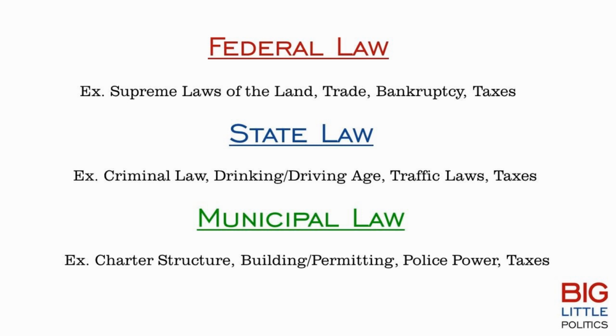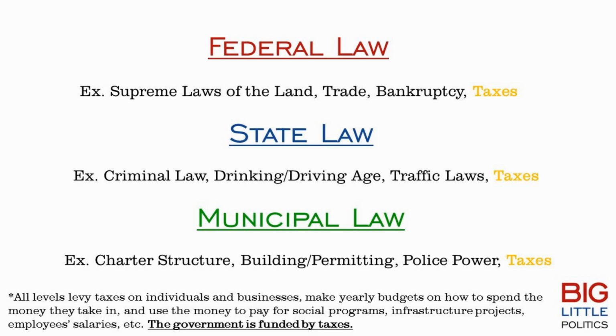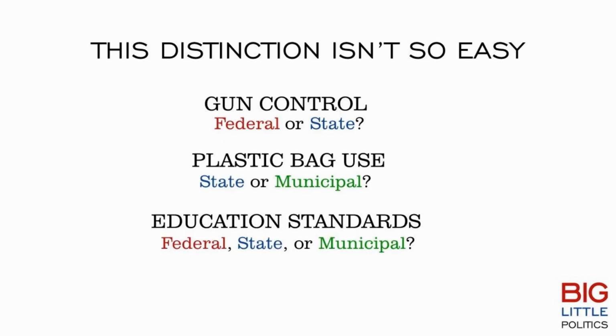And you may notice that I put down taxes for all of them. And that's not just because we live in Connecticut. The government really runs on taxes. It's funded by taxes. They're levied on individuals and businesses, and with that money that they bring in from taxes, they make budgets each year. They use the money to pay for social programs, for infrastructure like roads, the salaries of employees. They all employ people, so that's why we pay taxes. And we're not going to get into a discussion of how much we should pay in taxes. And this really simplifies it, but the distinction isn't so easy.